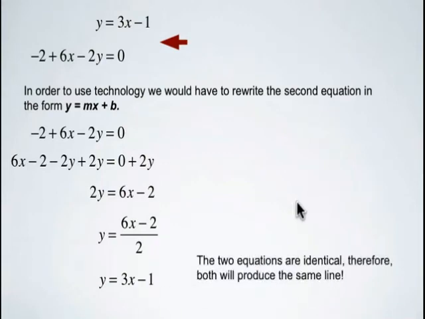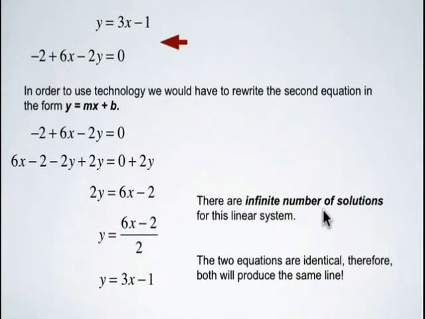So since we have identical equations, it's going to produce the same line. So these two equations are identical, so we're going to have the two lines laying on top of one another, and in that case there is going to be an infinite number of solutions.